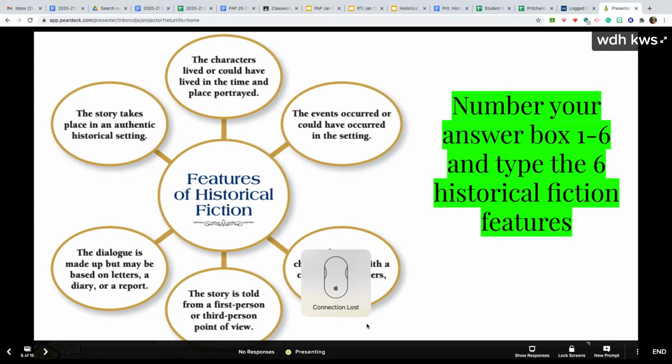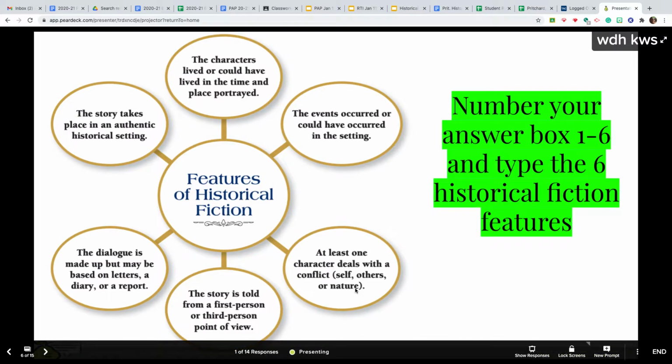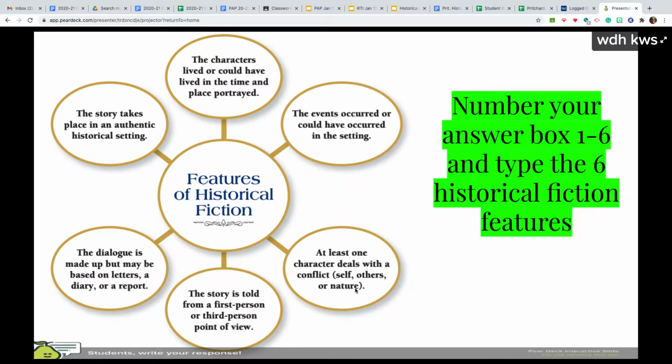Okay, number your answer box 1 through 6 and type the 6 historical fiction features. Okay, so in this little diagram, here are the 6 historical fiction features. The characters lived or could have lived in the time and place portrayed. The events occurred or could have occurred in the setting. At least one character deals with a conflict, self, others, or nature.